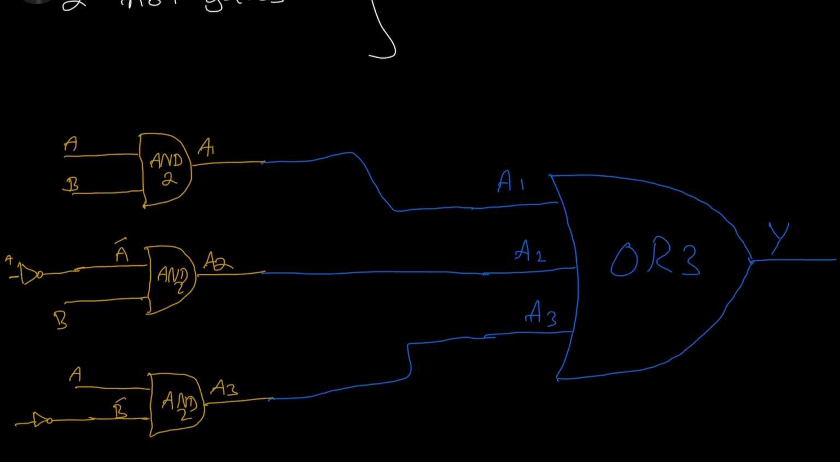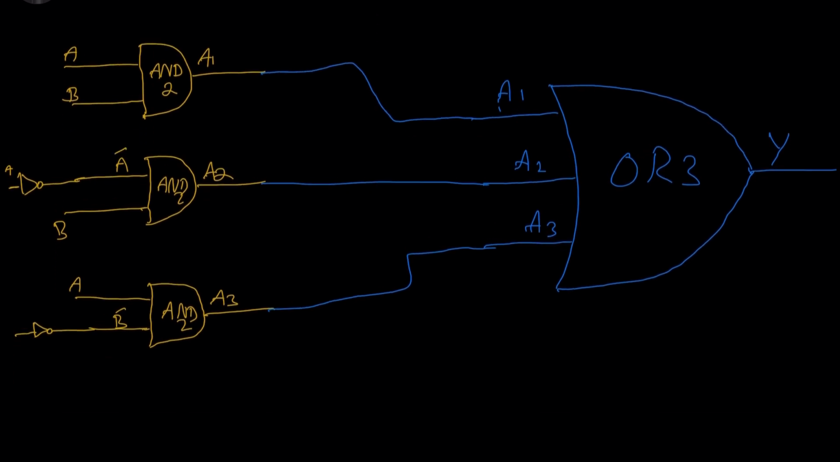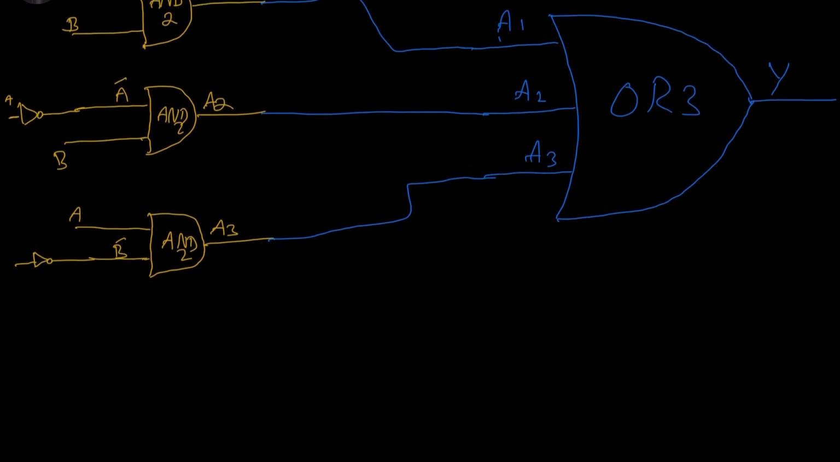So to have output Y on, either A1, A2, or A3 should be on, or all of them should be on, or any combination of them should be on. The only way that output Y will be 0 or off is when all these 3 inputs to the OR gate are off. So remember, these inputs to the OR gate are coming from the outputs of the individual AND gates, and that's how we go from there and draw the logic circuit.